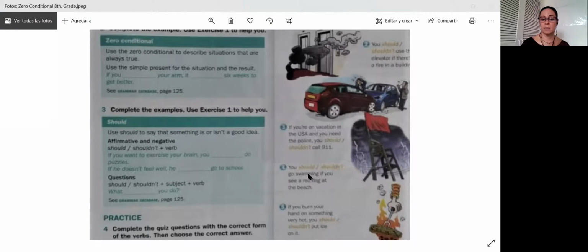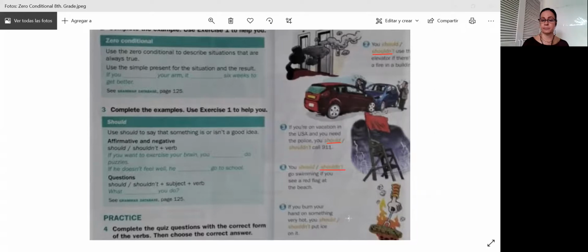Okay, so we're going to underline shouldn't. If you're on vacation in the USA and you need the police, you should or you shouldn't call 911. Of course, you need the police, so you should call 911. The next one. You go swimming if you see a red flag at the beach. You should or you shouldn't go. Red flag means this is dangerous, so you shouldn't go swimming.